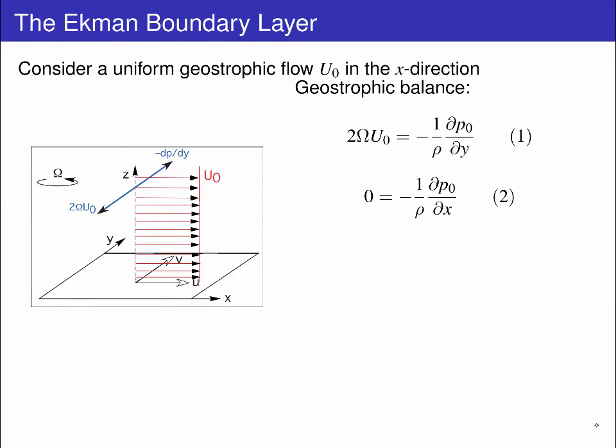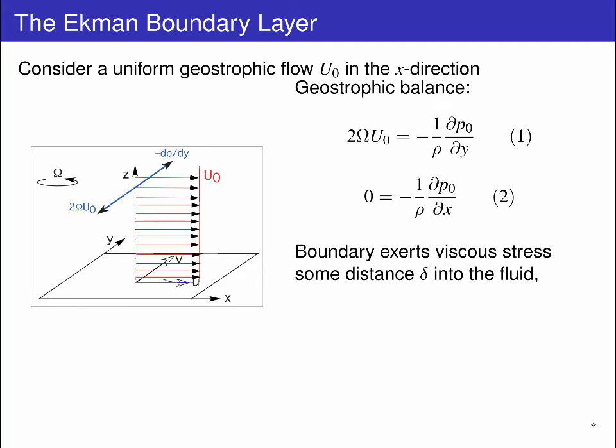Picture a uniform geostrophic flow of velocity big U0 in the x direction. It is geostrophic, so the Coriolis force, 2 omega big U, is balanced by the pressure gradient in the y, the across-flow direction. The equations describing the force balances are 2 omega big U equals minus 1 on rho dp dy, and given that the flow in the y direction is 0, geostrophy requires that the pressure gradient in the x direction is also 0.